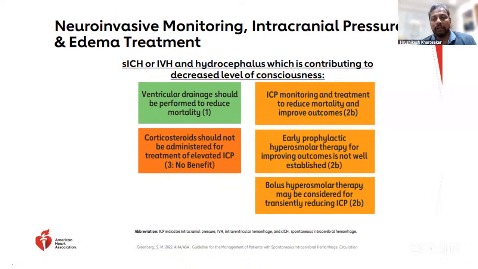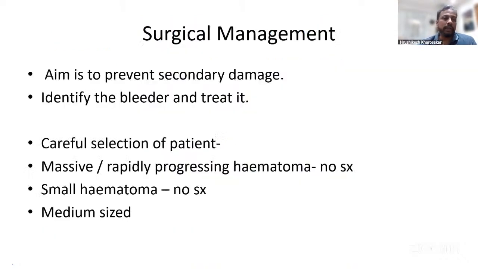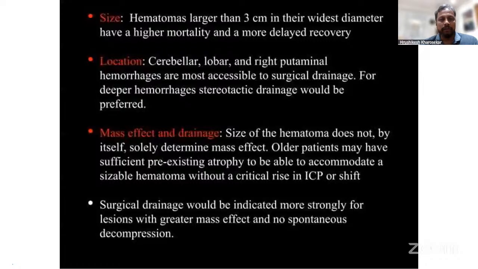Then early prophylactic hyperosmolar therapy for improving outcome is not well established, and bolus hyperosmolar therapy may be considered transiently to reduce the ICP. Surgical management, the aim of surgical management is to prevent the secondary damage and identify the bleeder and treat it. But you have to be careful in selecting the patients. Patients with massive hematoma, which is rapidly progressing, where the clinical outcome is not good, there is no indication of surgery. Small hematomas don't need surgery. Patients with medium to moderate sized hematoma, where the clinical outcome is good, early intervention is recommended.